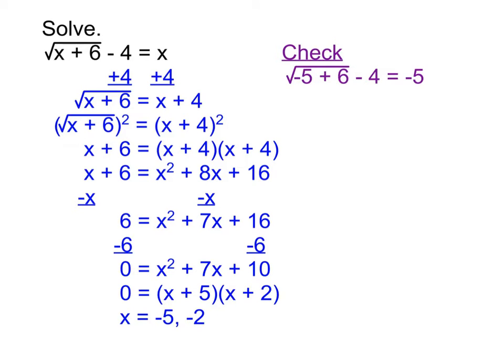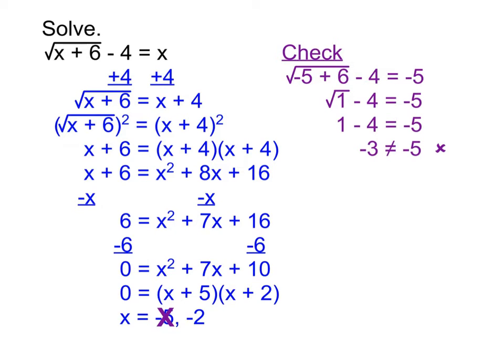I'm going to check the -5 first. So I plug the -5 in for x in the original equation. Everywhere where there is an x, I plug in the -5, and I only plug in the -5. I'm not doing both at once. We can't do both at once. All right, and then it's just a matter of doing order of operations. So I simplify this stuff inside the square root.